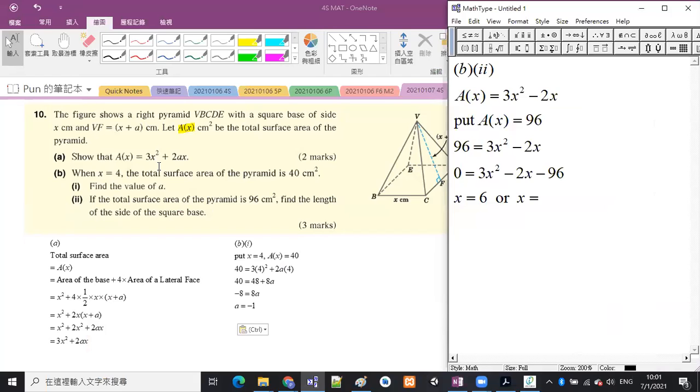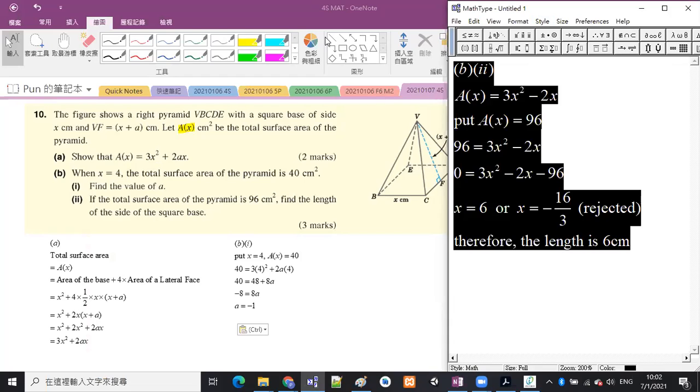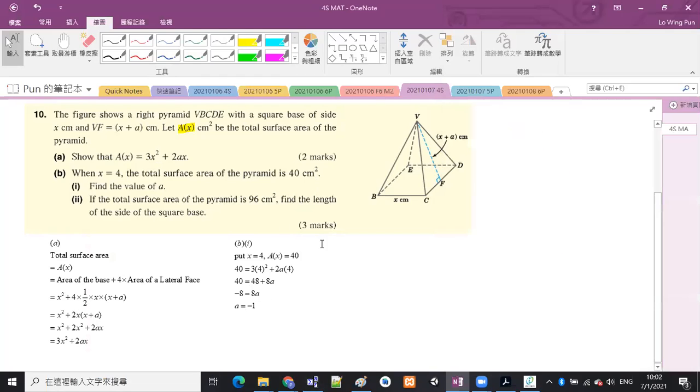So when you use the calculator, you'll find that it should be equal to 6 or negative 16 over 3, okay? But x cannot be negative, so you should reject the negative one, okay? So the length of the side of the square should be just 6 cm, okay? Therefore, the length is 6 cm, okay? So that is the answer of B2. Okay, thank you very much.